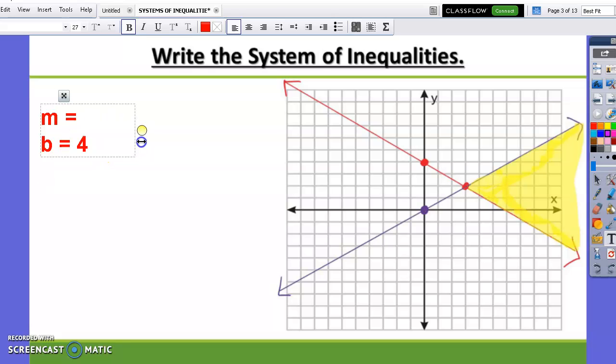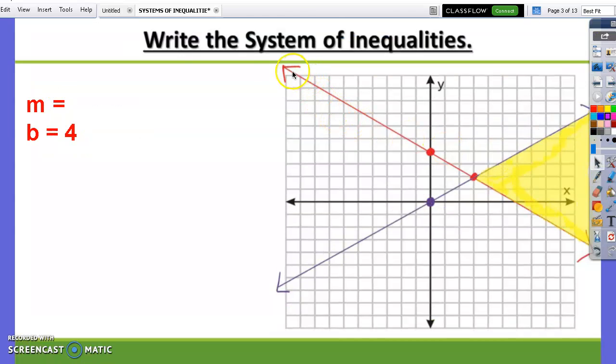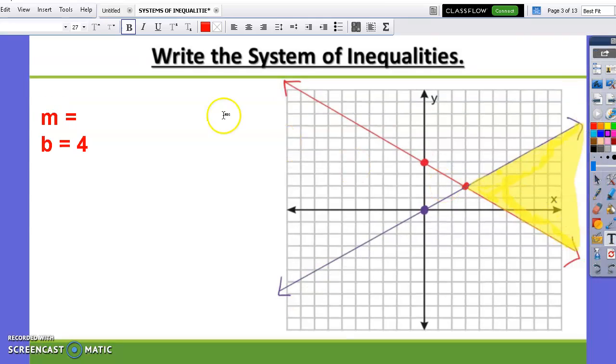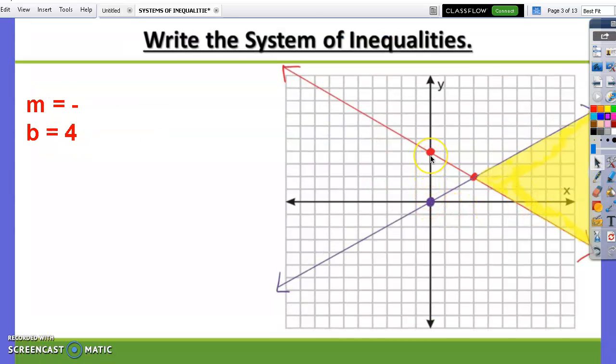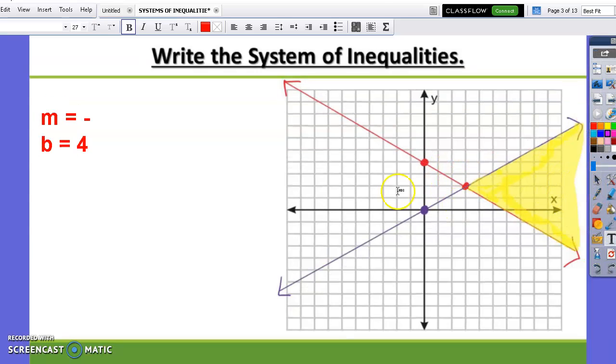Let me open this a little bit. Okay. Now, the red line has a negative slope. So I know my slope is going to be negative. So I know that I'm going to be going down first and then to the right. So for my y-intercept, or my b, I have to go down 1, 2, and to the right 1, 2, 3. So my slope is negative 2 over 3.